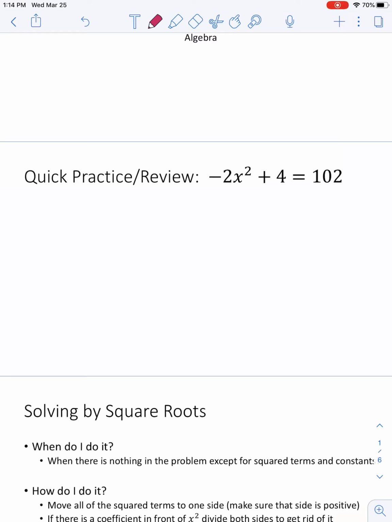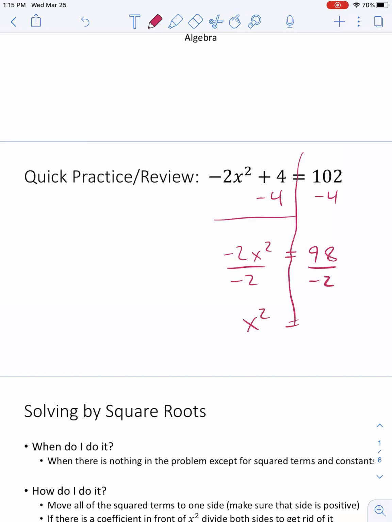It's a little bit of a review, so you might want to pause the video, try this on your own, and then come back and watch. So in this problem, I'm going to try to get x alone. First I have to get x squared alone, so I subtract 4 from both sides. That gives me negative 2x squared equals 98. Then I divide both sides by negative 2 to get x squared equals negative 49.